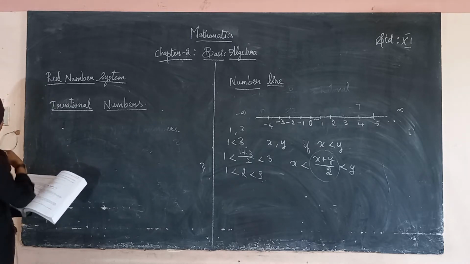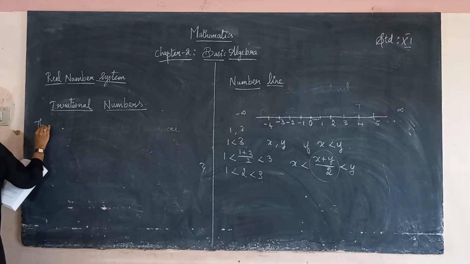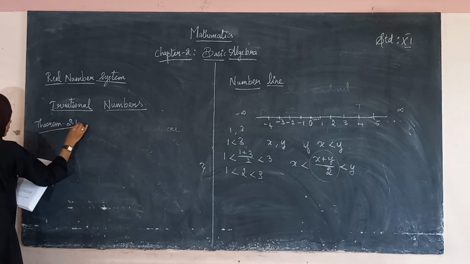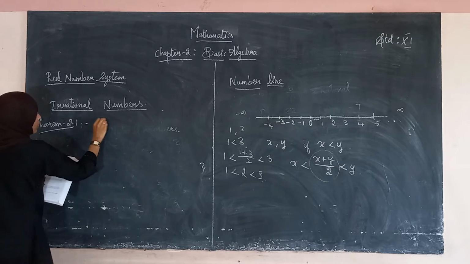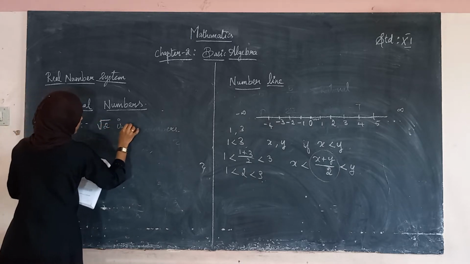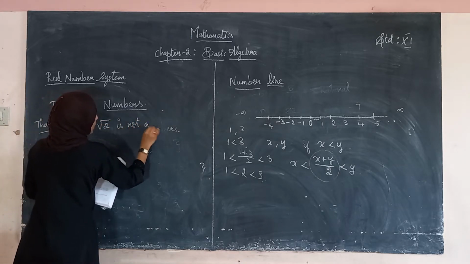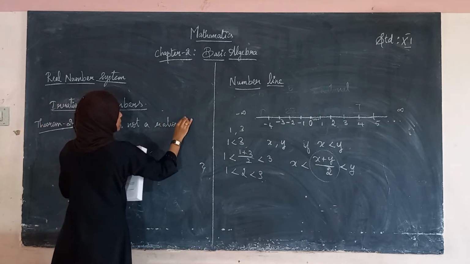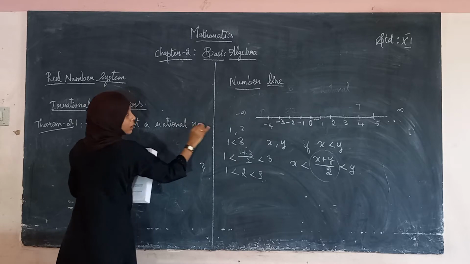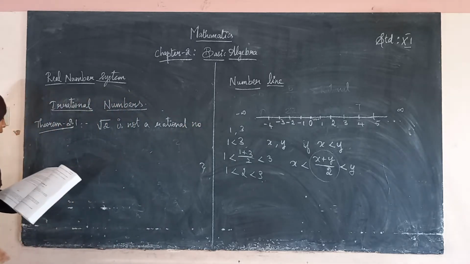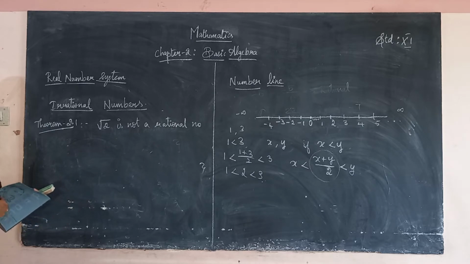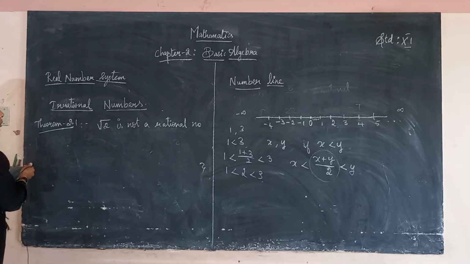So theorem 2.1. What's the theorem? Root 2 is not a rational number. We are going to say root 2 is not a rational number, that is, root 2 is an irrational number. We are going to prove this.